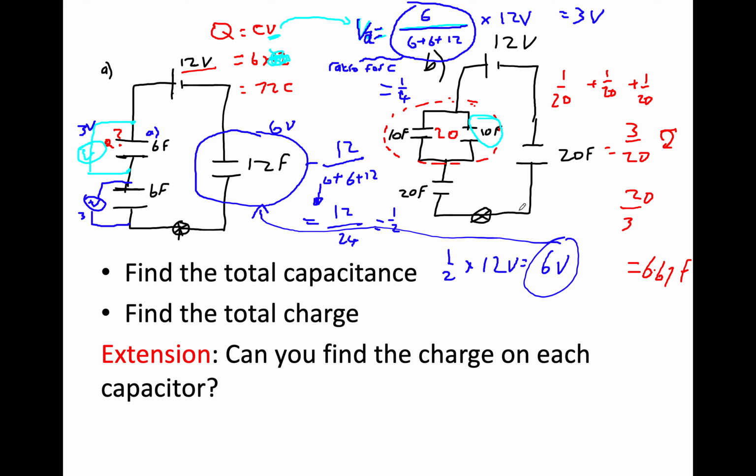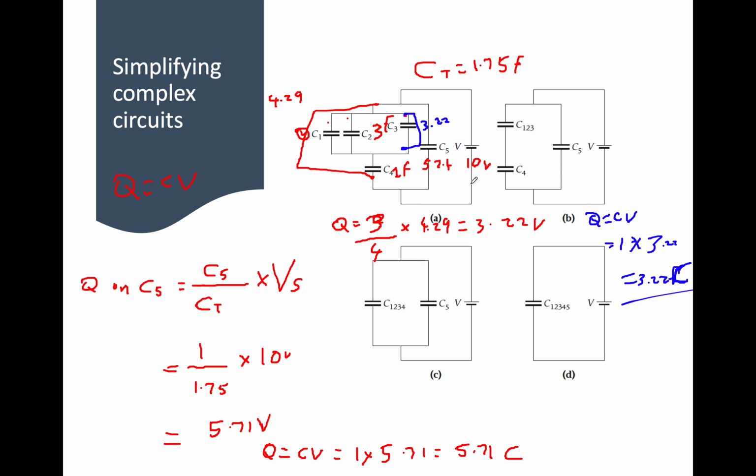And then looking at the right hand side, we have 2 in parallel, 10 and 10, and they are in series with this one and this one. So we'll do 10 plus 10, that's 20. Then after that you'll do 1 over 20 plus 1 over 20 plus 1 over 20, and you will get 3 over 20. Flip it, and you get the total capacitance. And you can find the charge the same way. We did more practice with complex circuits.